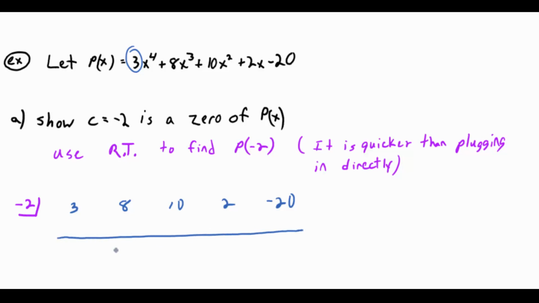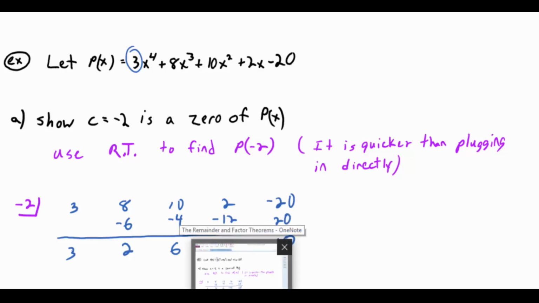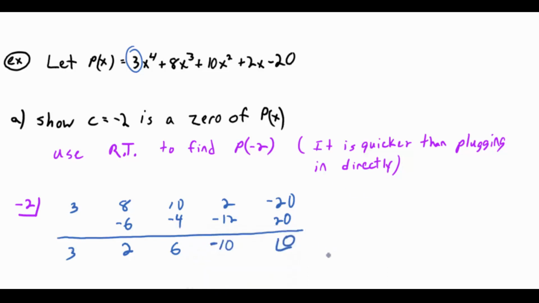All right, you guys help me here. What goes beneath the 3? Beneath the line as well, 3. What goes underneath the 8? Negative 6. Add them up. What do you get? 2. What goes underneath the 10? Negative 4. Add them up. What do you get? What goes underneath the 2? Negative 12. Add them up. What do you get? Negative 10. What goes underneath the negative 20? 20. By the way, if you don't get 0 on the end, you know you made a mistake, right? That's the beauty of these problems. You go back and you fix it.